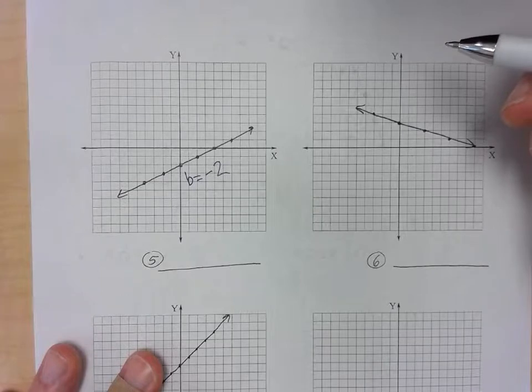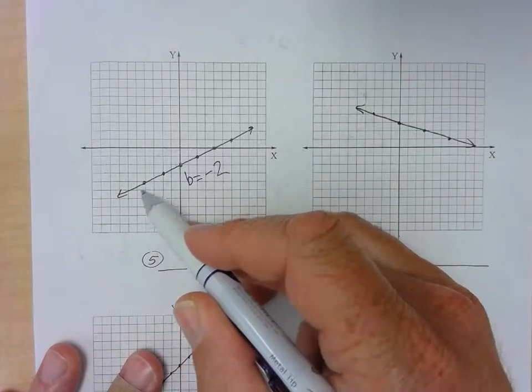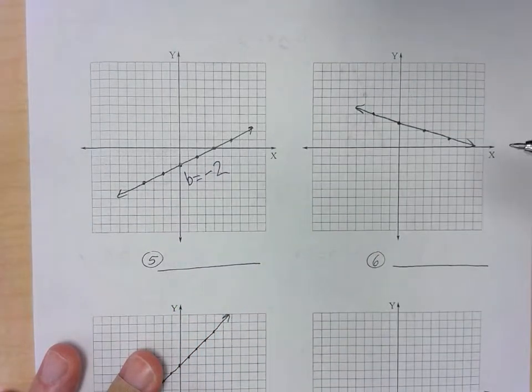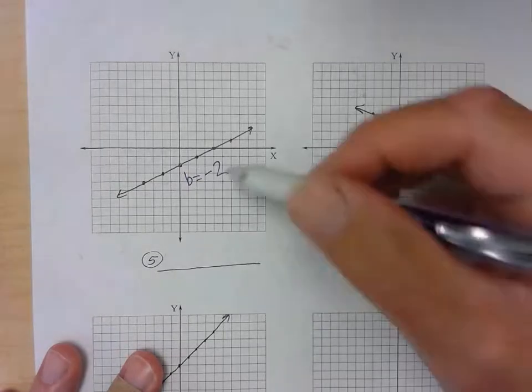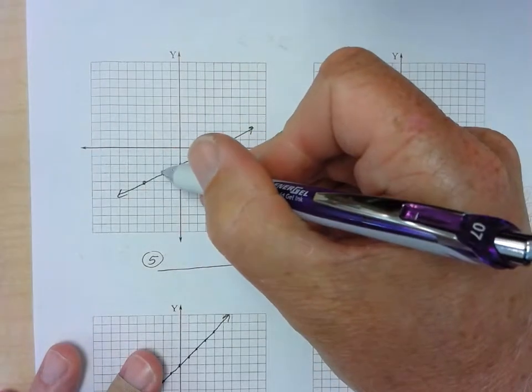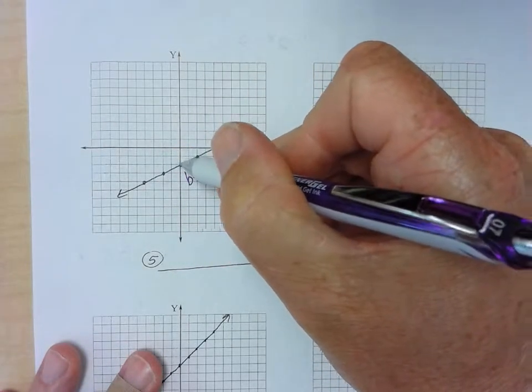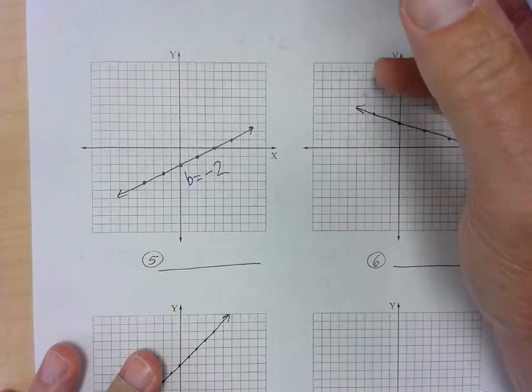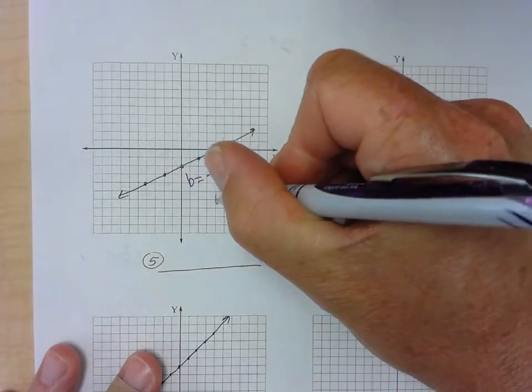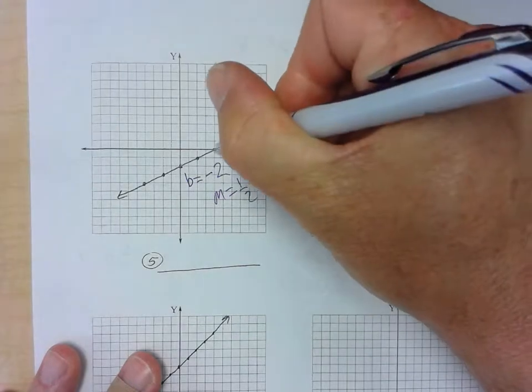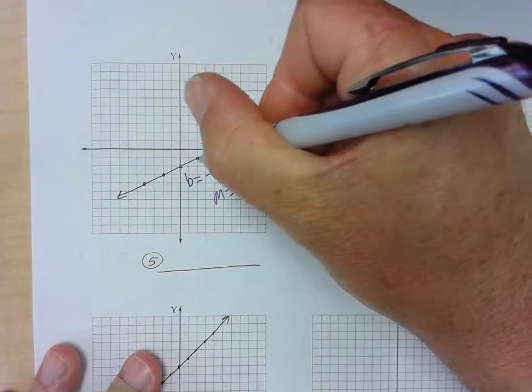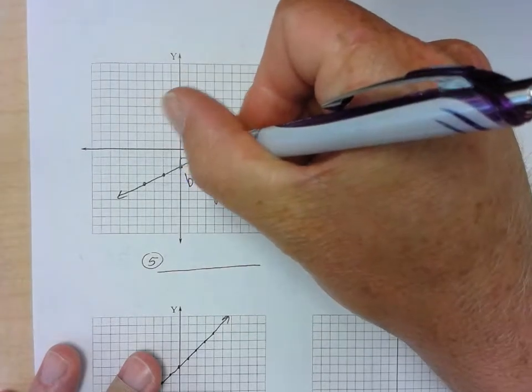Now I got to look at the slope. The slope is going up, so it's a positive slope. So I'm going to go up 1 over 2, up 1 over 2. So the slope is 1/2.